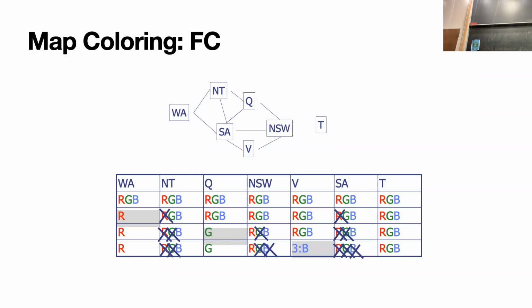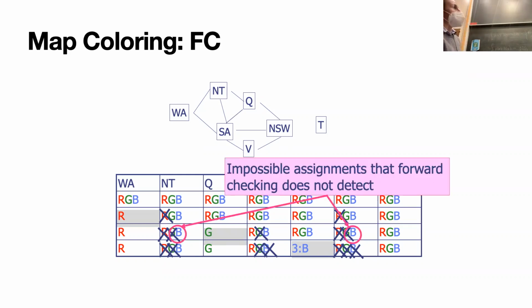But what happens here? Now we get to an assignment where we don't have a color for South Australia. One of the problems here is that with forward checking, we can lead to an impossible assignment that forward checking does not detect. So what we're going to be talking about now is how we add an additional look ahead so we don't get stuck in these types of situations.